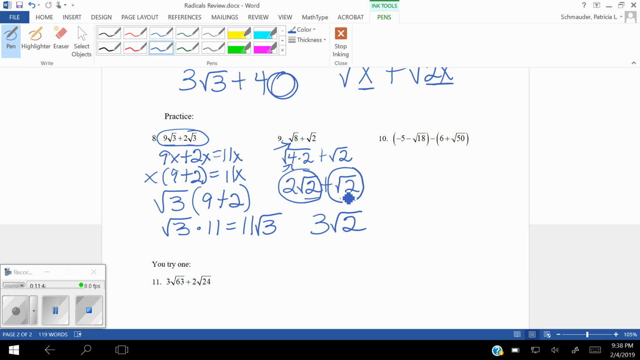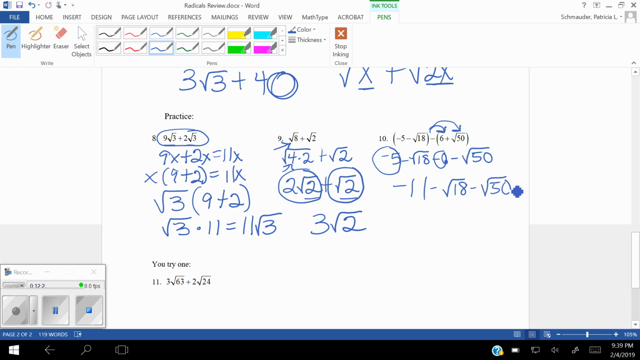Okay, how about number 10? Ooh, you know what? Let's get rid of our parentheses first. So let's say minus 5, negative 5 minus the square root of 18. And then I'm going to distribute this negative here. So that'll be minus 6 minus the square root of 50. Now I know I can combine the negative 5 and the negative 6. That's negative 11. So I'm going to put that out front here. And then I got minus the square root of 18 minus the square root of 50.